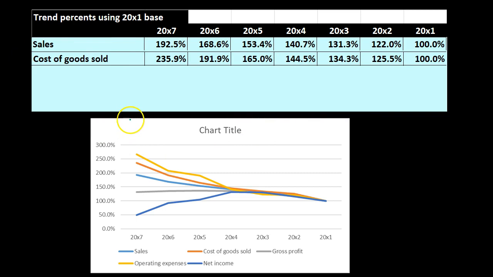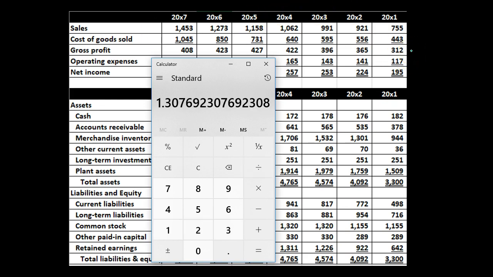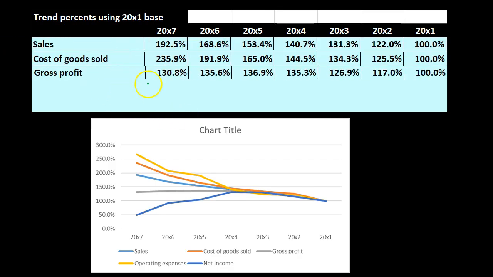So if we go to the cost of goods sold, then this is what we have. The 100% is always going to be on the base year, of course. 2000x2 as compared to 2000x1, we have the increase 125.5. 2000x3 as compared to 2000x1, 134.3. 2000x4 as compared to 2000x1, 144, and so on. And we can see this type of increase. We can, of course, do the same thing for the gross profit, which would be the 408 in 2000x7 over the gross profit of the 312, and that would be the 1.3. So there's going to be the 130% on the gross profit.